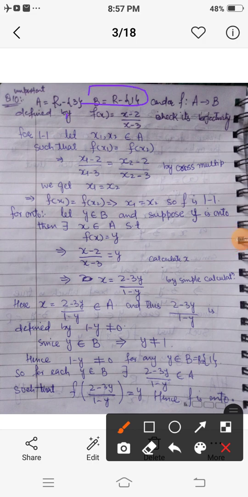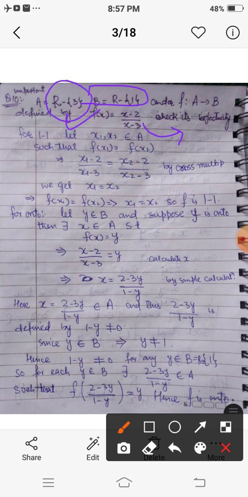Because here this function f of x is x minus 2 upon x minus 3, it is a rational function. You know that a rational function is defined only when the denominator is not equal to 0. So the denominator is 0 when x is 3. Hence the function is defined on R minus {3}.